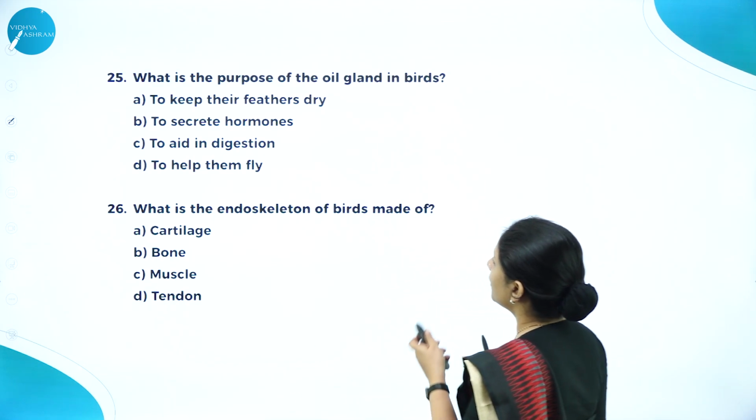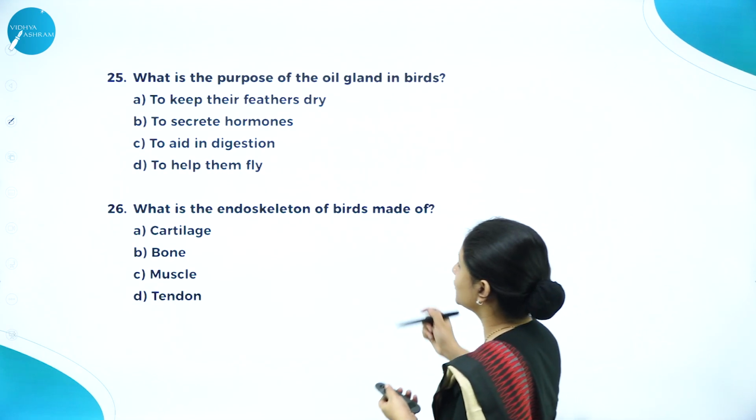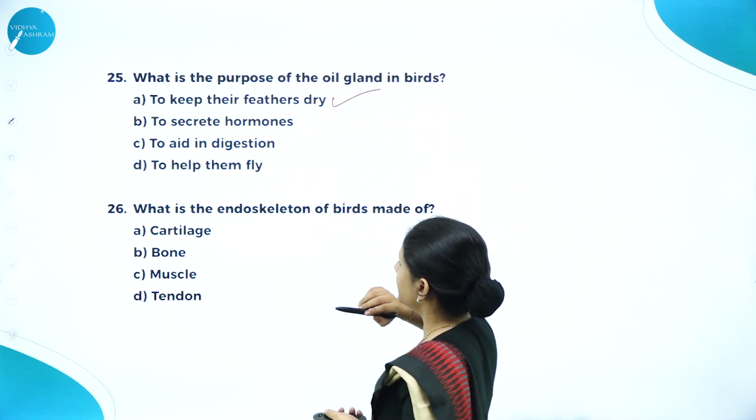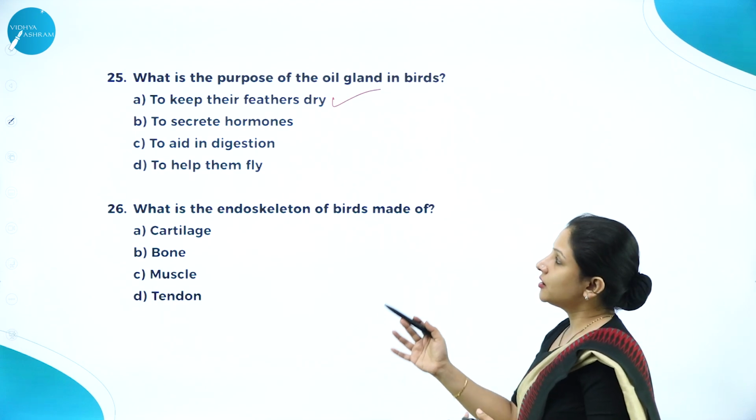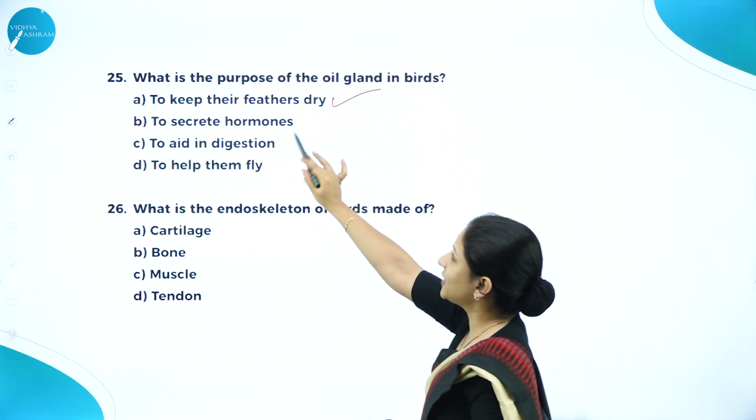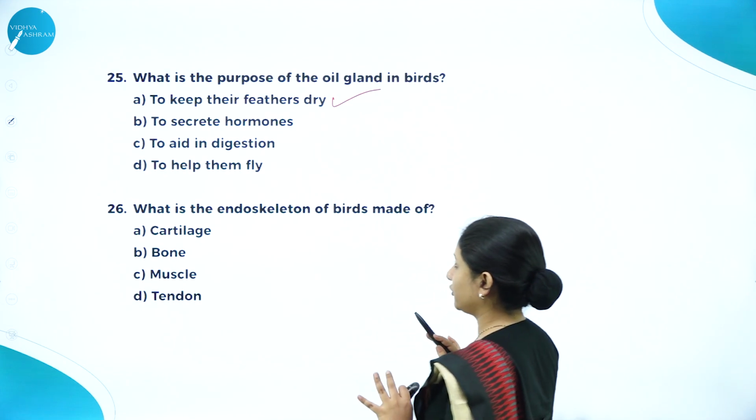So therefore, the purpose of the oil gland in birds is to keep their feathers dry, to help them fly, of course, but it is an indirect answer. So it is better to choose the option keep their feathers dry. That is the correct one actually.